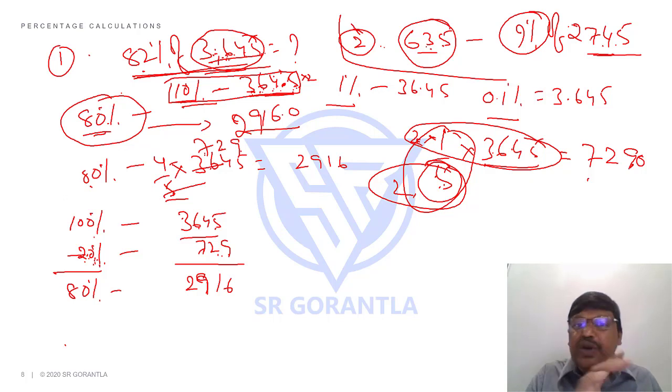20% is 729, so what is 40%? Double of this. 700 2s 1400, 29 2s 58, 1458. If 40% is 1458, what is 80%? Double of this. 1400 2s 2800, 58 2s 116, 2916. If you can practice the double of the number in your mind, students, I can say 80% in my mind directly and say that also.